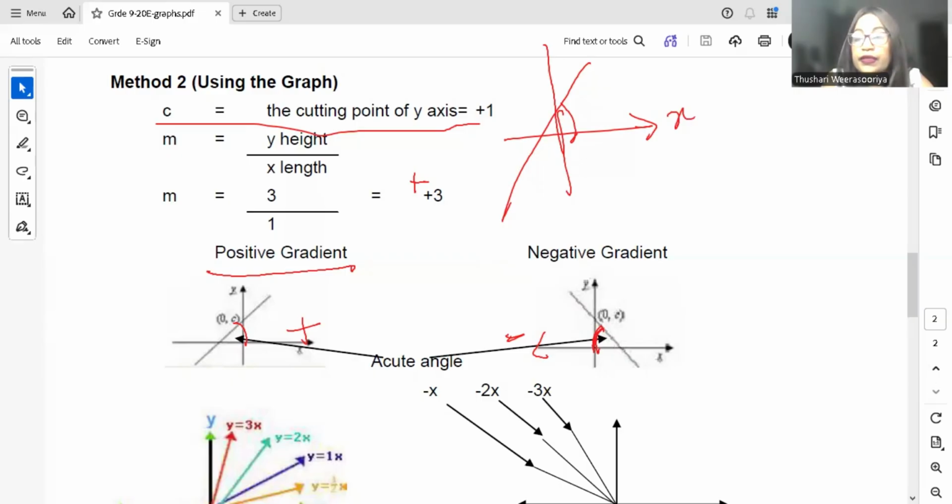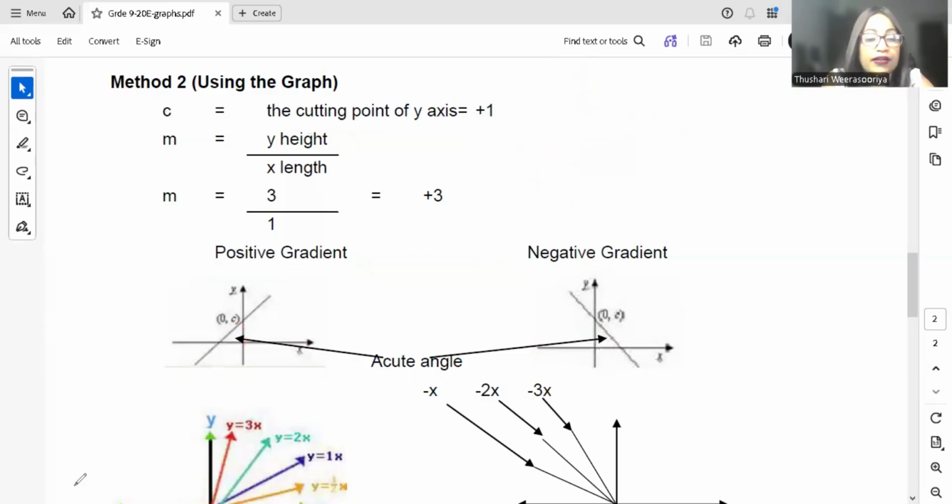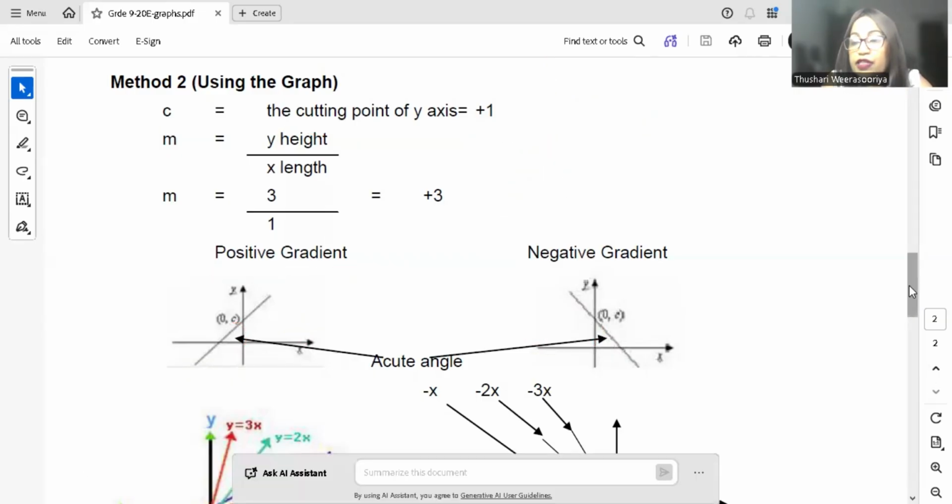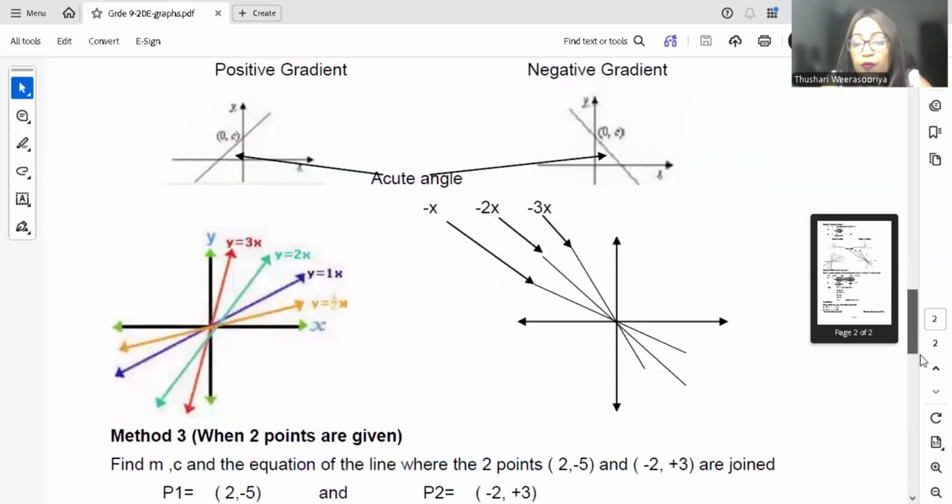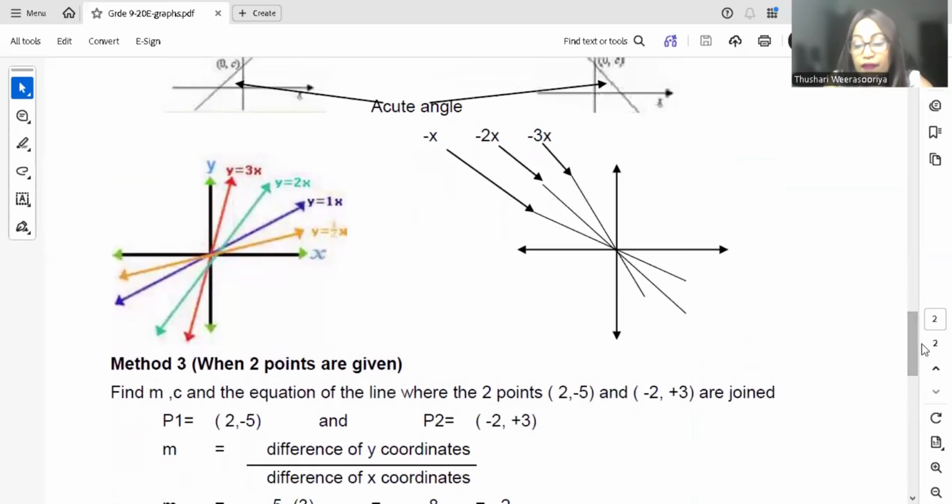Okay. Now, gradient is the slope. When we take a mountain, if the slope is high, it's difficult to climb. Right?